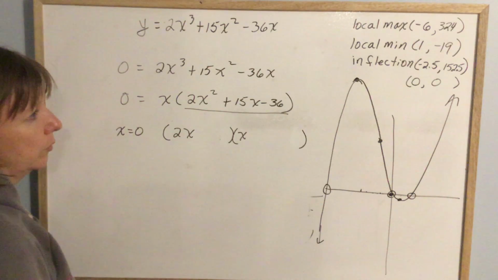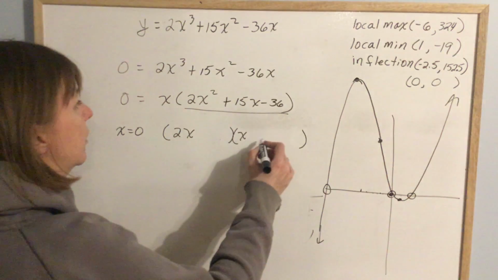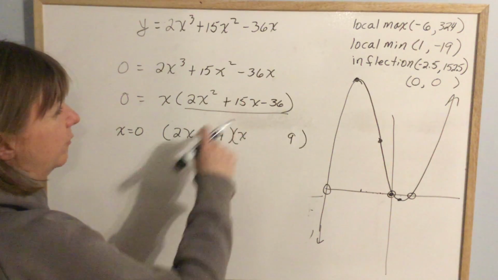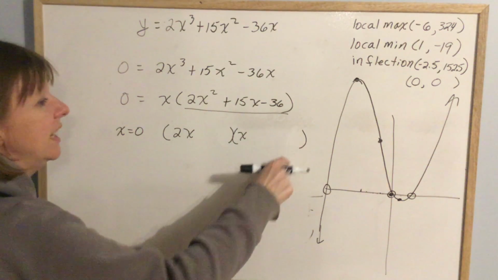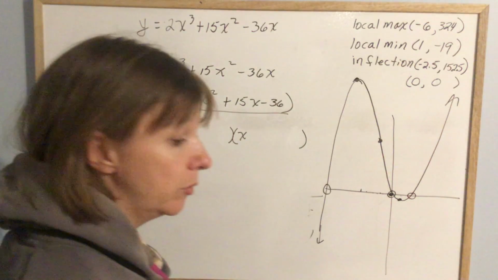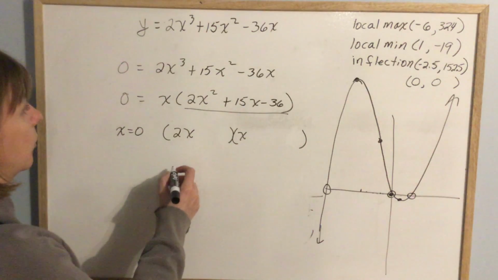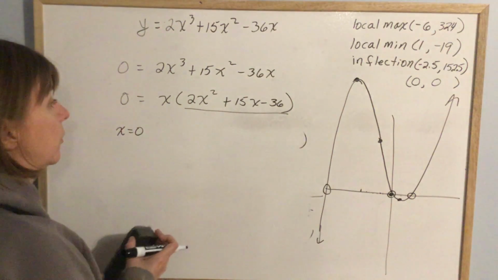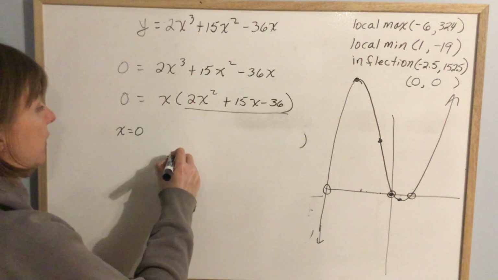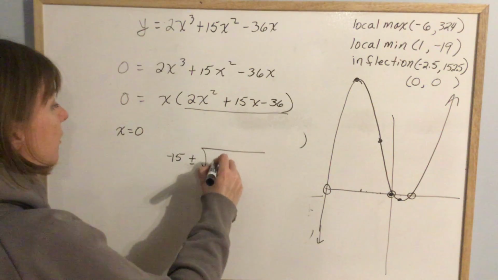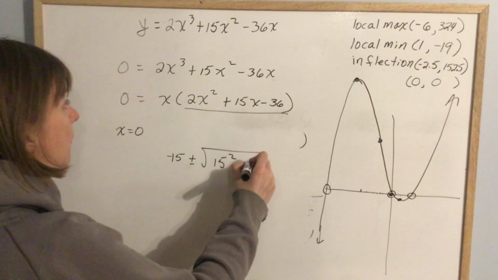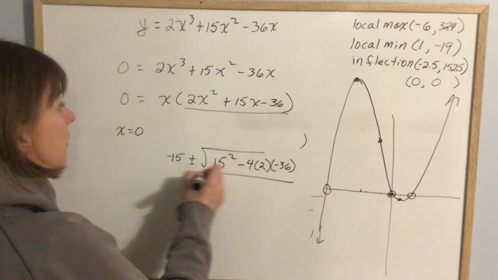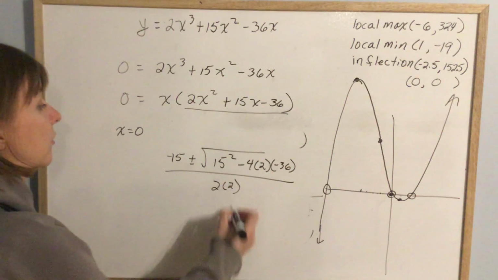So 5, no, 4, 9 times 4. If I did 9 and 4, that would be 18 and 4, that wouldn't work. So if I can't factor it right away, I would do the quadratic equation. So negative b would be negative 15 plus or minus the square root of 15 squared minus 4 times 2 times negative 36 all over 2 times 2.